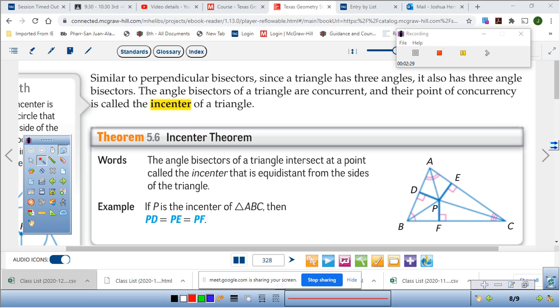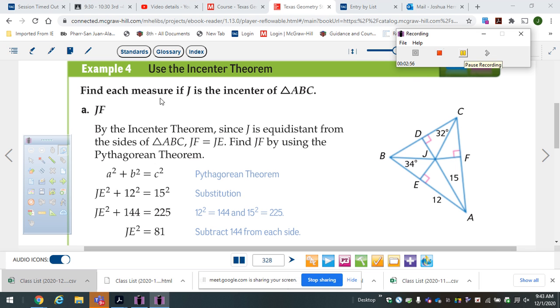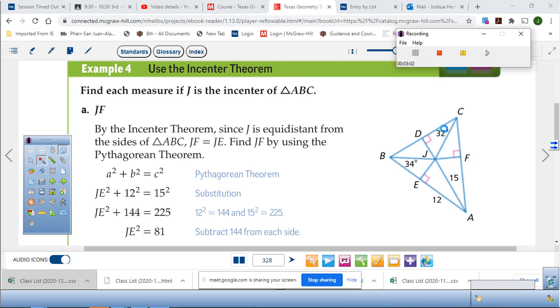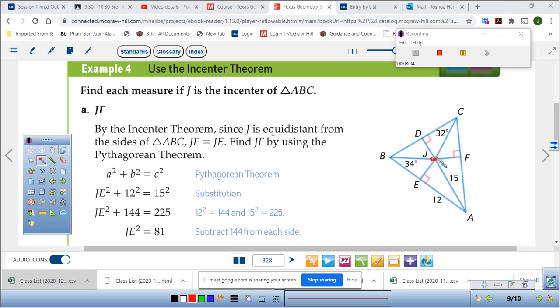Cut it down, see what you get. So find each measure if J is the incenter. Now, I'm just going to jump over here real quick. Find J. J is the incenter. You need to remember, on the incenter, this distance and this distance all happen to be the same. So you have to realize that from the very beginning. The incenter means it's equal distance to the sides of the triangle, okay?